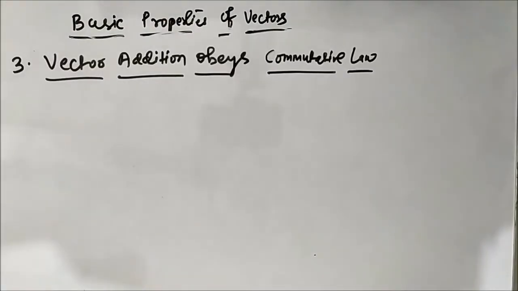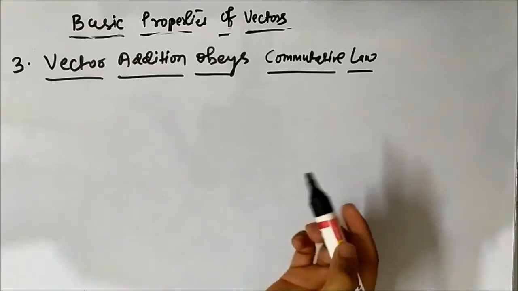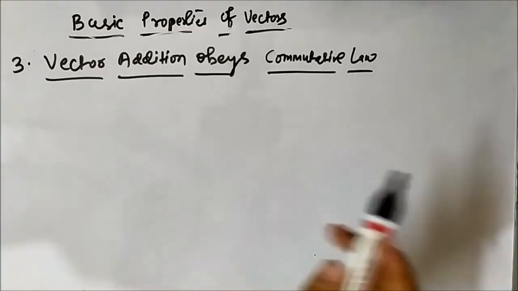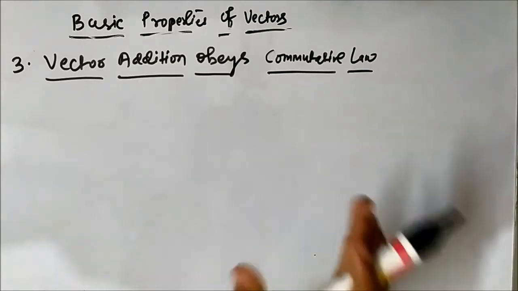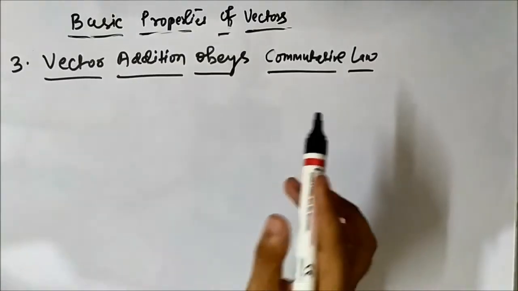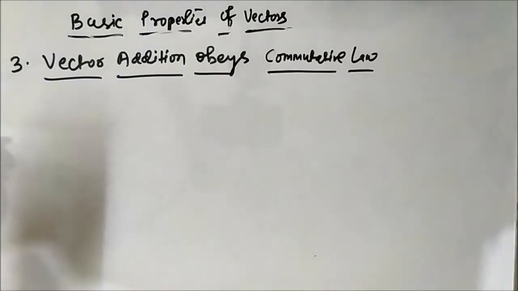So now we'll discuss the third property associated with vectors, which is about vector addition. And this third property says that vector addition obeys the commutative law. So what does it mean?